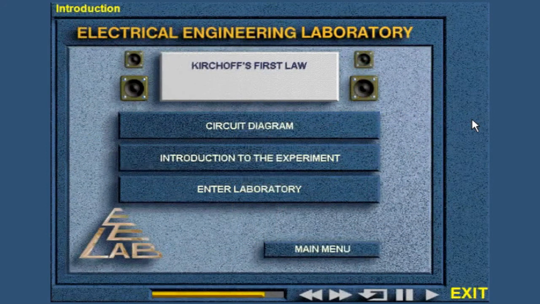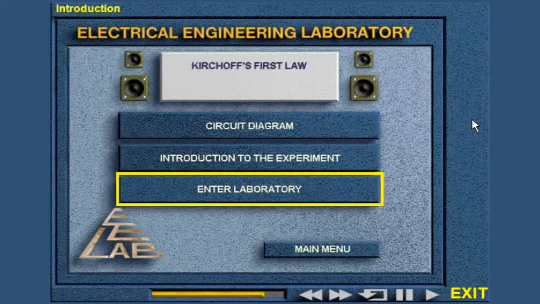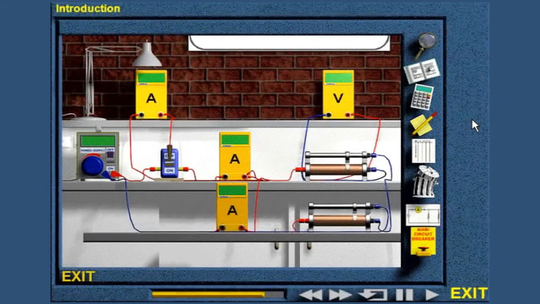You are now back to the experiment menu. To enter a circuit simulation, you should press the button Enter Laboratory. In the introduction to the experiment, you are familiarised with an aspect of circuit theory which you can explore in the laboratory simulation. Except for the specific simulation, different for each experiment, all simulations have common components.